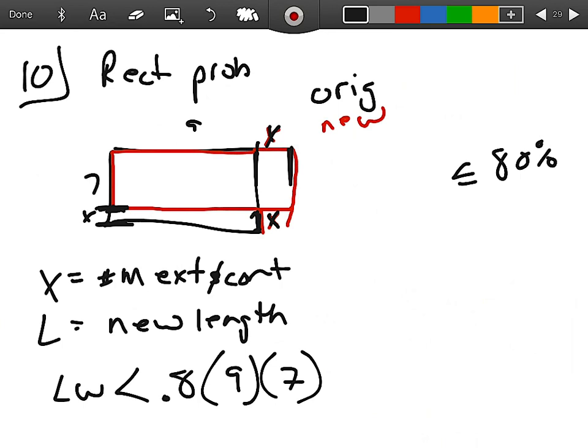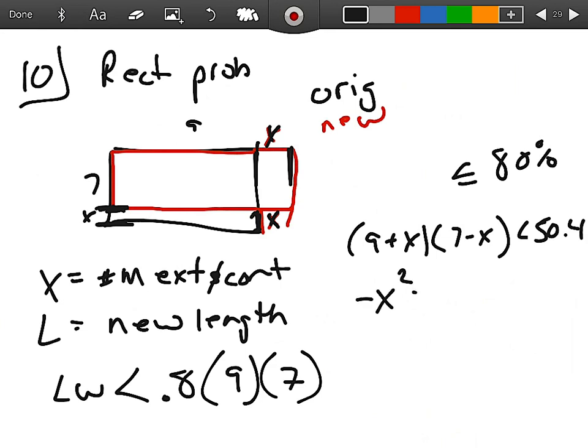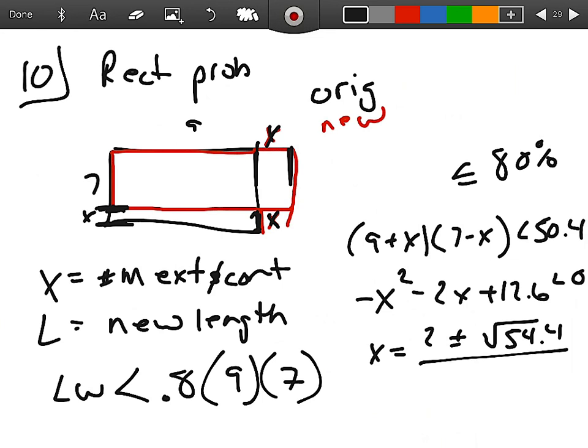When I multiply these two binomials together, it's going to be less than 50.4 meters squared. After you multiply everything out, this works out to negative x squared minus 2x plus 12.6, which is going to be less than 0, because we pushed everything to one side so that we can use the quadratic formula. Your x then gives you negative 4.7 or 2.7.